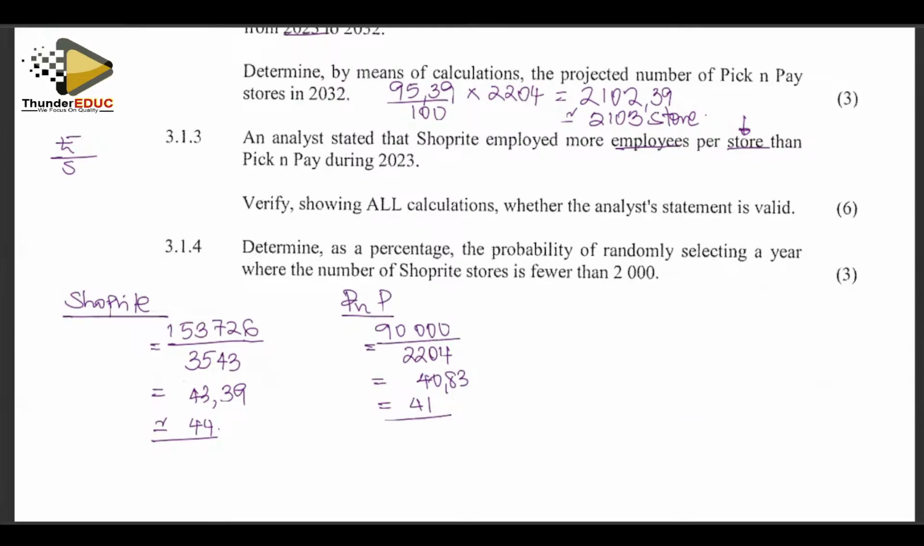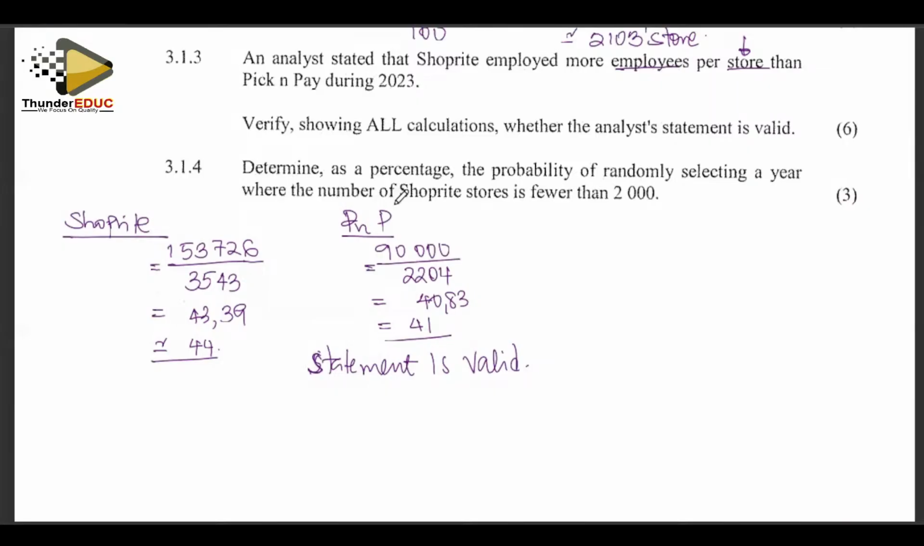So they are saying, analysis says, verify showing calculation whether the analysis statement is valid. It says that ShopRite employed more. So the statement is what? The statement is valid. It's a valid statement. All right, we look at question number 3.1.4.